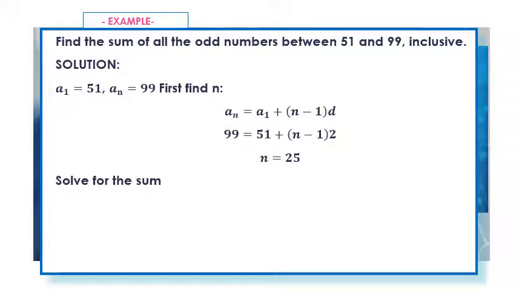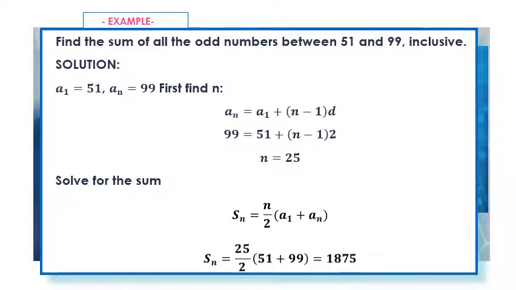Now, we can already solve for the sum of the arithmetic series. So we have S sub n is equal to n over 2 multiplied by a sub 1 plus a sub n. So we have S sub n is equal to 25 over 2 multiplied by 51 plus 99. Then the sum of the series is equal to 1,875. And that will be our final answer.